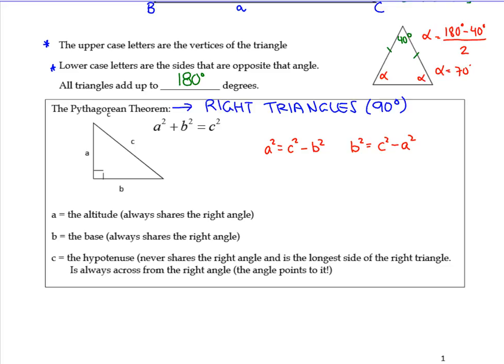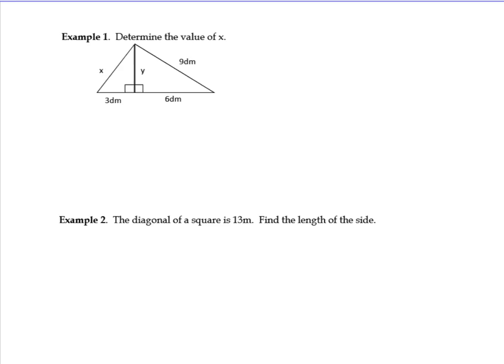All right. Let's look at it. So let's determine the value of x as, let's make it interesting, an exact value. So in order to find x, what do we need to find first? y. y squared is equal to 9 squared minus, because it's the hypotenuse, 6 squared. So your hypotenuse minus the other side squared.